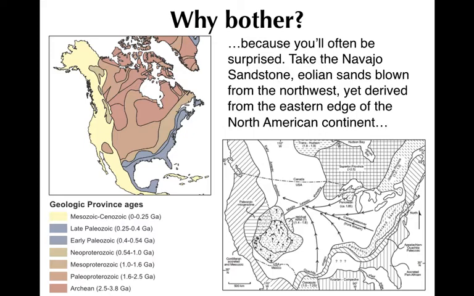Okay, conversely, why bother doing this in any case? Well, why bother is because you'll often be surprised. And this is a good example of some surprising results that occurred with some rocks that were pretty well known. This area here, and this is a map of North America, is the area over which a geologic unit called the Navajo Sandstone was deposited. The Navajo Sandstone is an aeolian deposit, a wind-blown sand deposit. So that entire area outlined in red used to be a big sand sea, sort of like the Sahara.